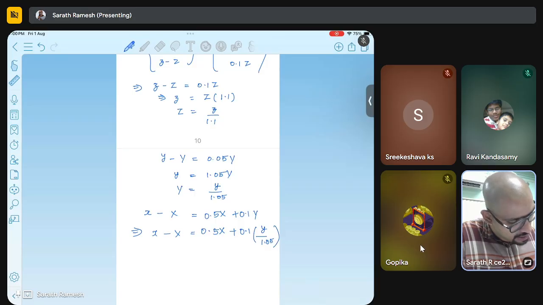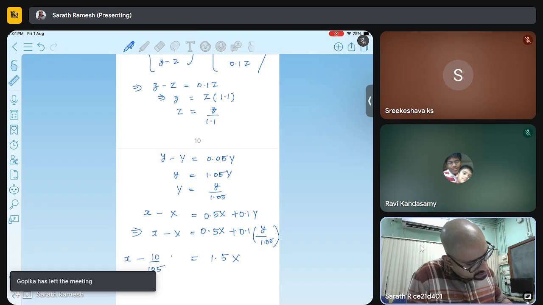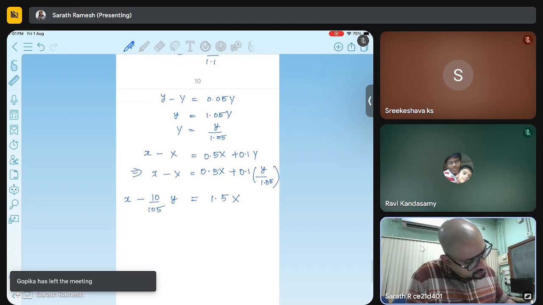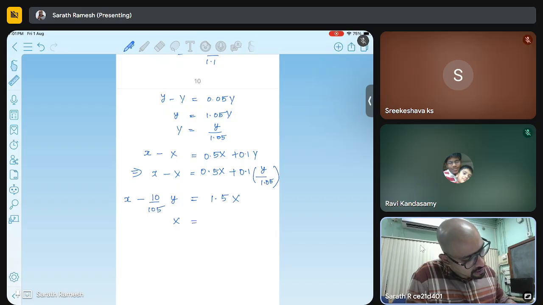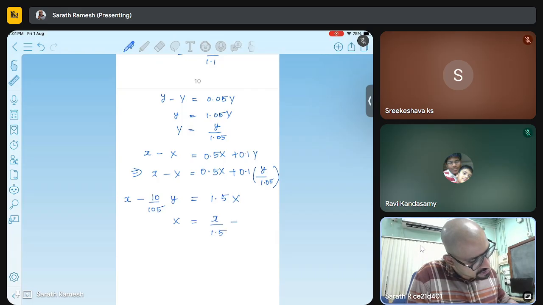We need capital X, so I am going to take the capital X terms to one side. So 1.05 capital X is equal to small x minus 0.1 by 1.05 small y. So capital X is equal to x by 1.05 minus 0.1 by (1.05 times 1.05).